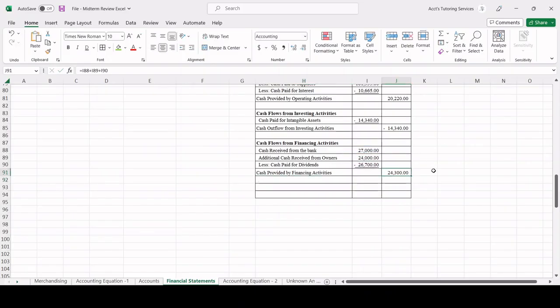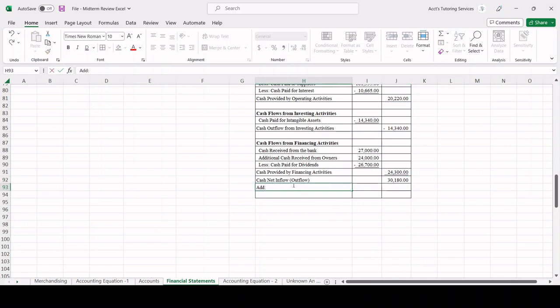26,700 to get 24,300. Now we're going to add up the cash from operating, cash from investing, and cash from financing, right? Remember, if we add a negative, it's automatically going to subtract it in our calculator. And this is going to give us our cash net inflow, or if it's negative, it's going to be outflow. So we're going to do 2220 plus negative 14,340 plus 24,300.